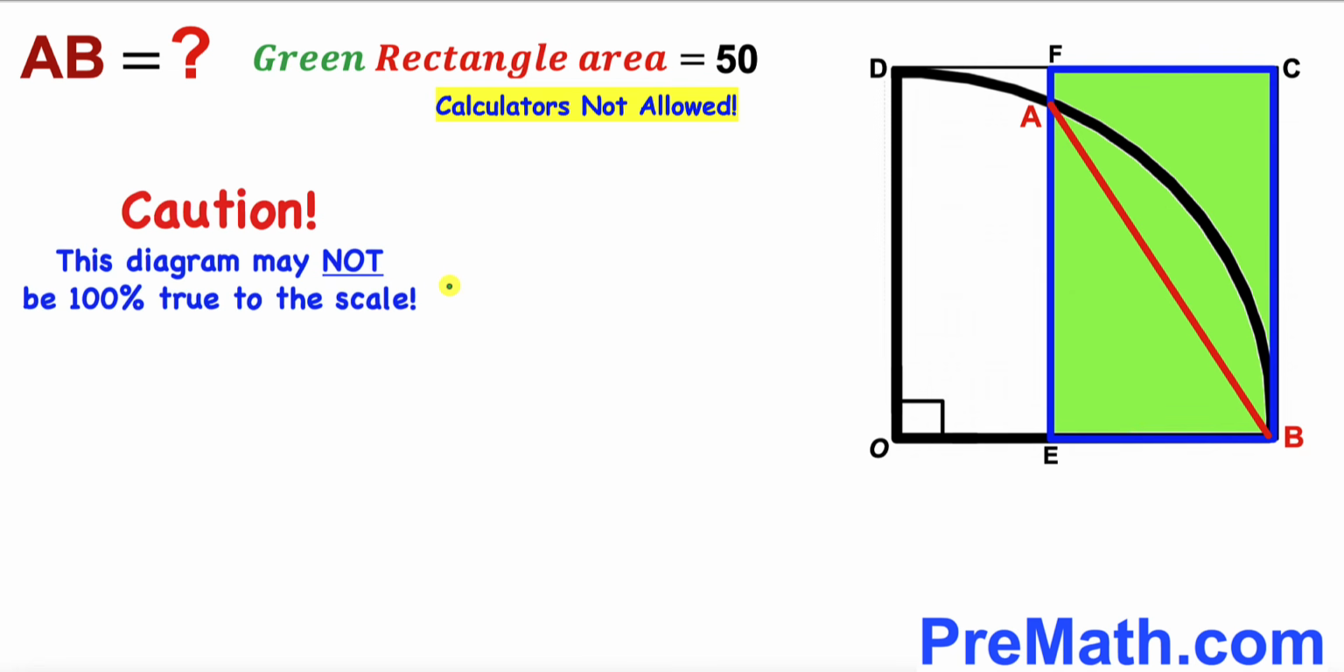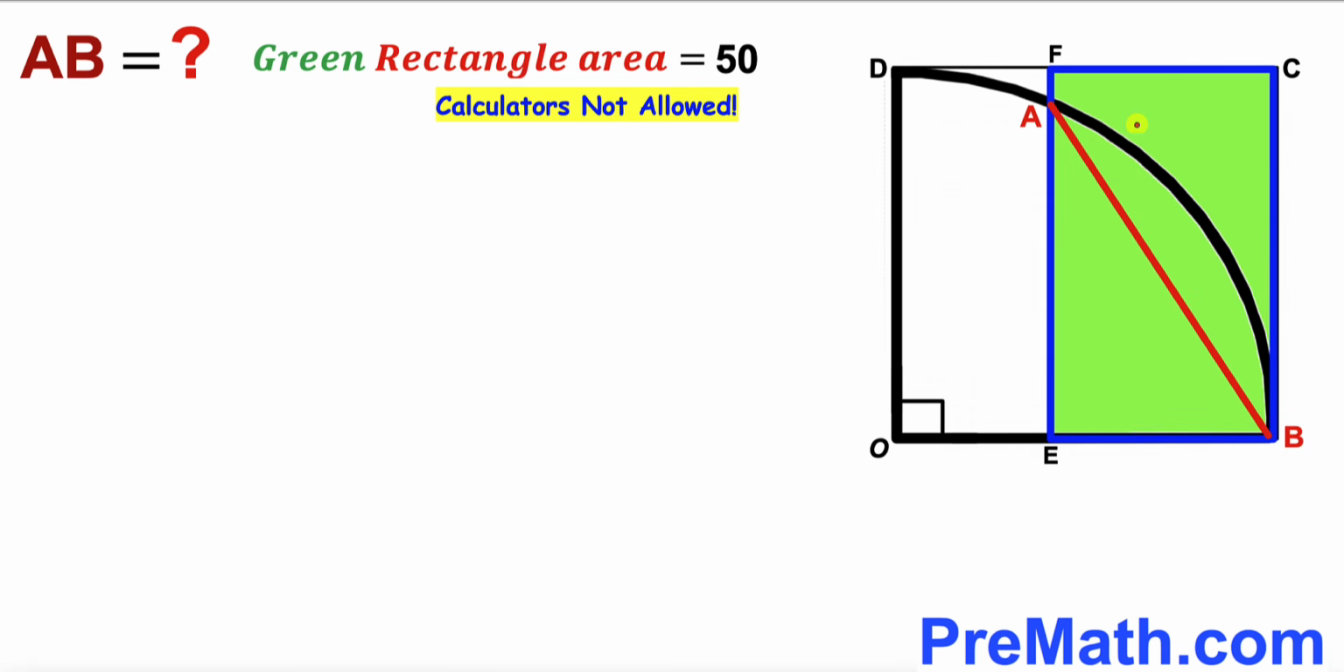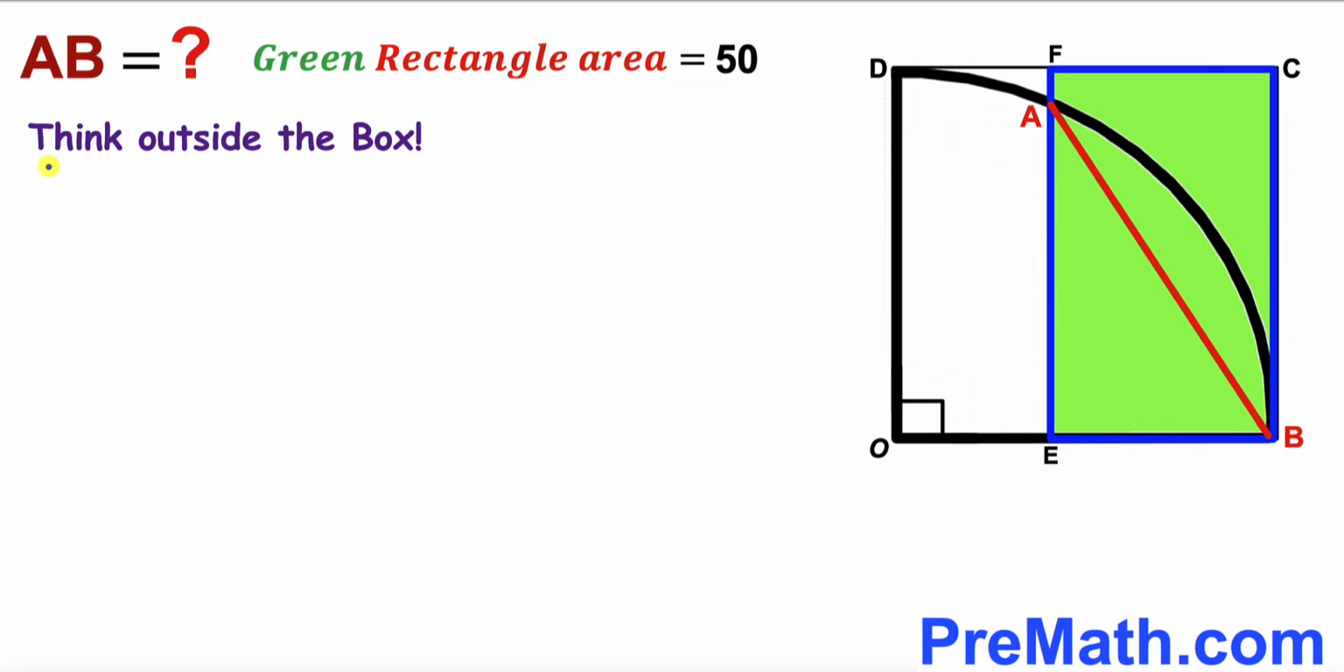And please keep in mind that this figure may not be 100% true to scale. Let's go ahead and get started, and here's our very first step. Let's focus once again on this green shaded rectangle EBCF, which intersects this quarter circle at this point A. Let's make an observation. We can see that this point A is not a fixed point. In other words, we could move it around. So we are going to think outside the box, and move this point A all the way to this point D to make our job simple.